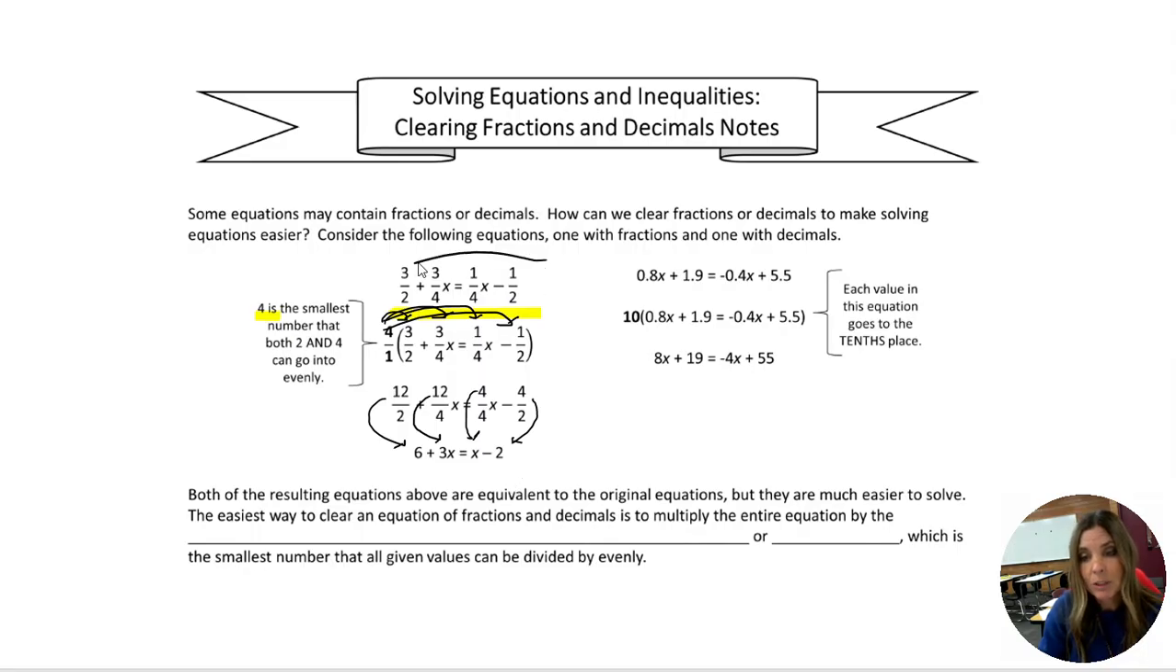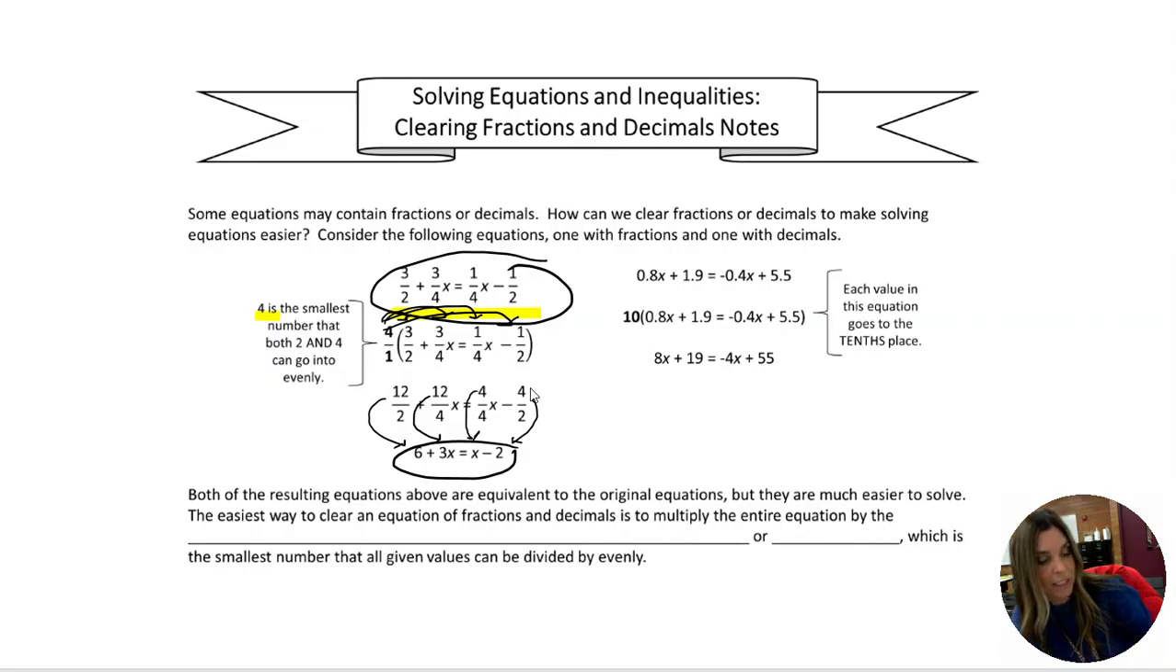Now, when you look at this equation right here, and then this equation right here, you need to realize that these are exactly the same equation. It's just that we multiplied everything in the equation by the same thing, so it kept it equal. Now we have an equation that doesn't have any fractions in it, which is going to be a lot easier to solve.